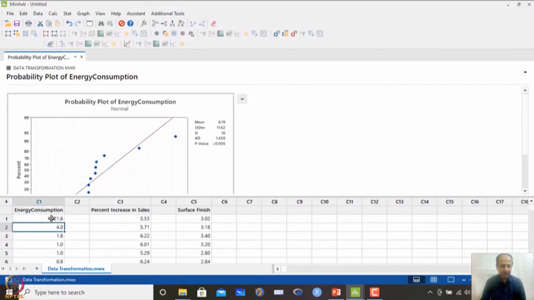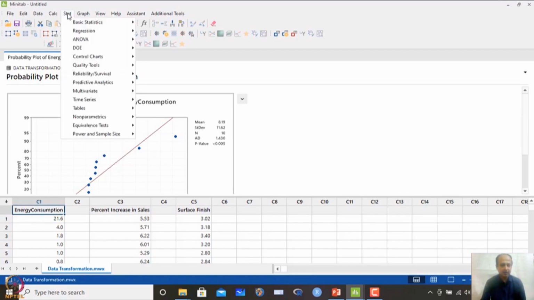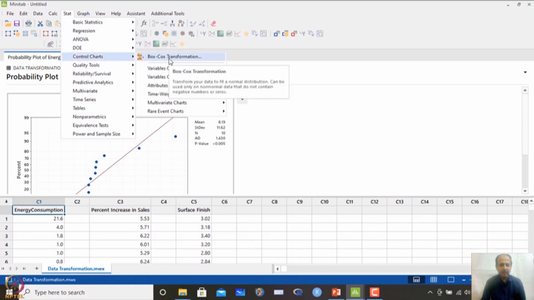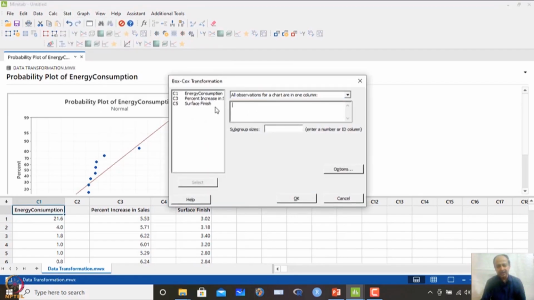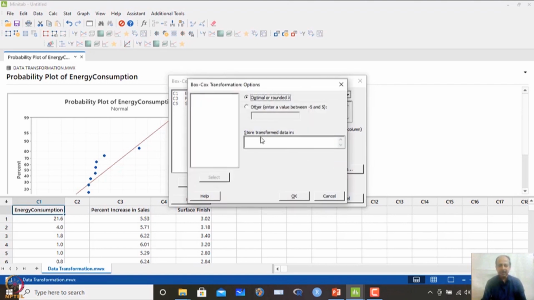So, can I convert this data to a normal distribution so that it will follow normal? We can explore 2 options in MINITAB. One is that you go to control chart, where a Box-Cox transformation is available. I go to Box-Cox transformation, and my cursor is over energy consumption, which I want to see, and subgroup size I will give 1. In options, I can store this data set in C2 and check whether the data is converted.